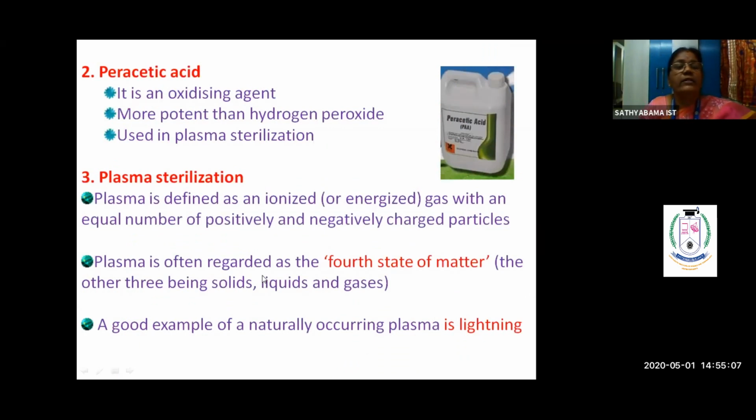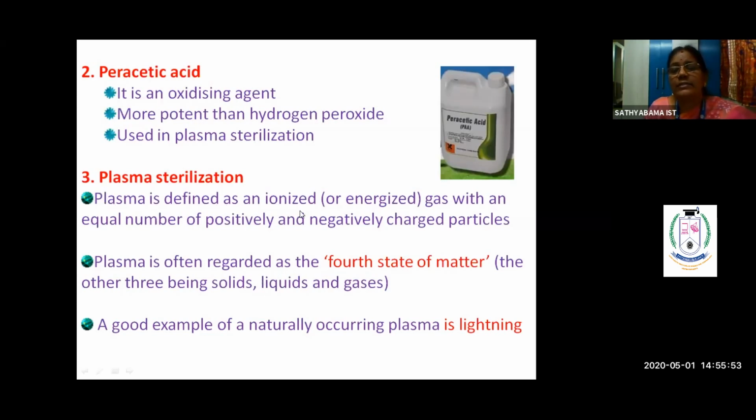Peracetic acid, again, is a strong oxidizing agent. It is more potent than hydrogen peroxide. It is used in plasma sterilization. What is this plasma sterilization? You all know there are three states of matter: solid, liquid, and gas. Lately, they have discovered another phase of matter, the fourth state of matter, called plasma. This is in between the liquid and the gas, or it has properties of both the liquid and the gas.